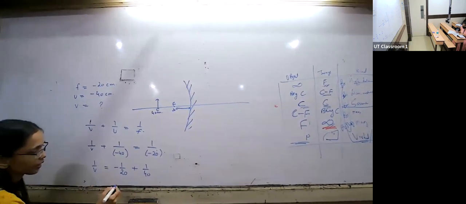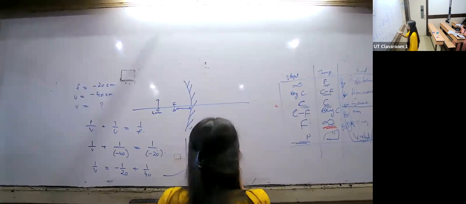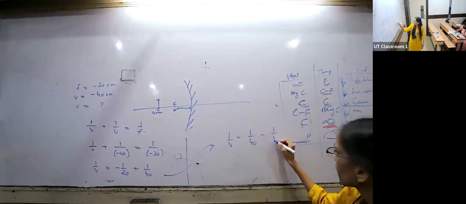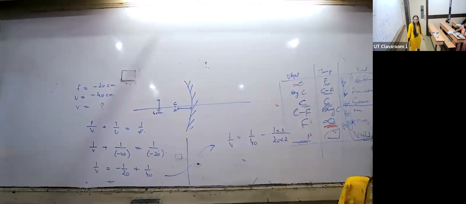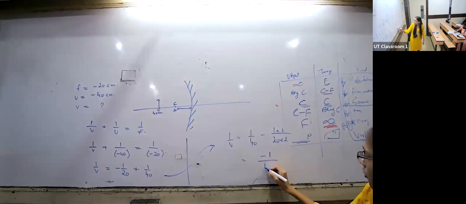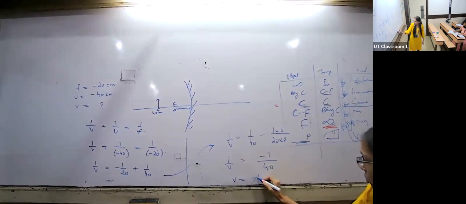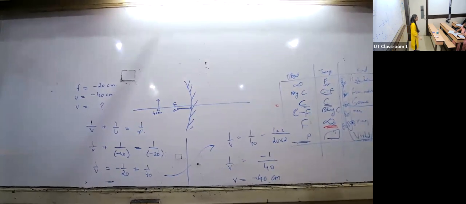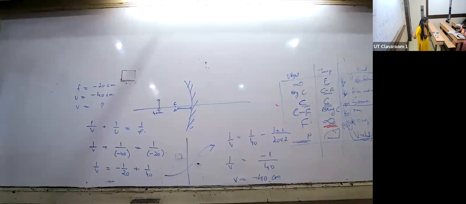To solve this, I rewrite this. I will write it over here. 1 by v is nothing but 1 by 40 minus 1 by 20, which becomes minus 1 by 40 is 1 by v. So we take the reciprocal. So v is equal to minus 40 centimeter. Did you all go through the same steps? And if you are not clear with any one step, please let me know. I have elaborated by doing this part. You can do a shortcut as well.